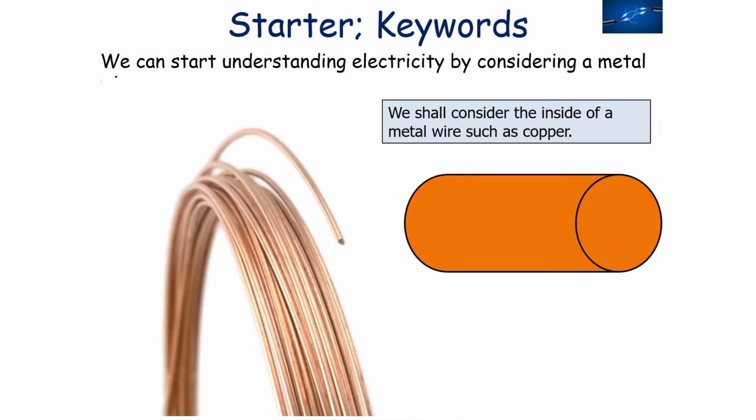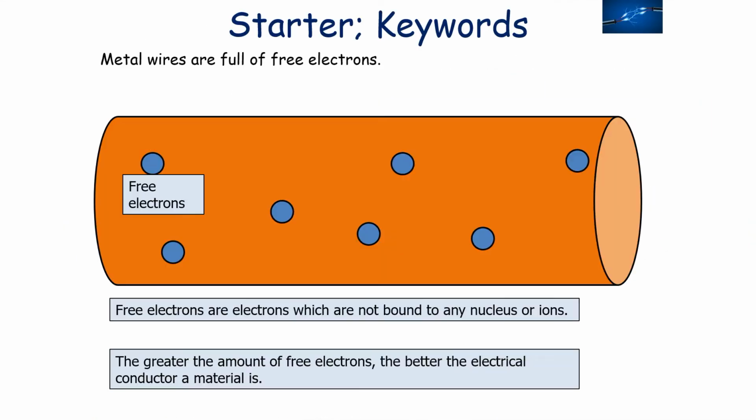So let's consider the inside of a metal wire such as copper. Metal wires are full of free electrons. Free electrons are electrons that are not bound to any nucleus or ions. So the greater the amount of free electrons, the better the electrical conductor a material is.